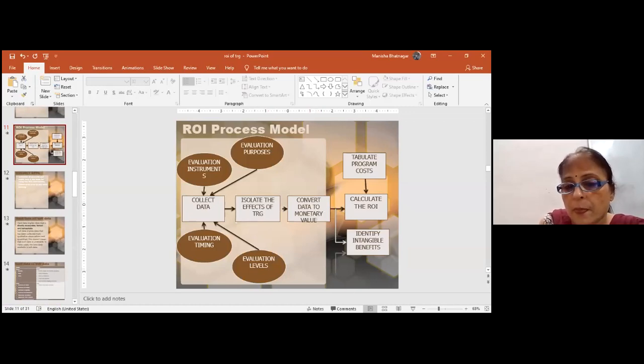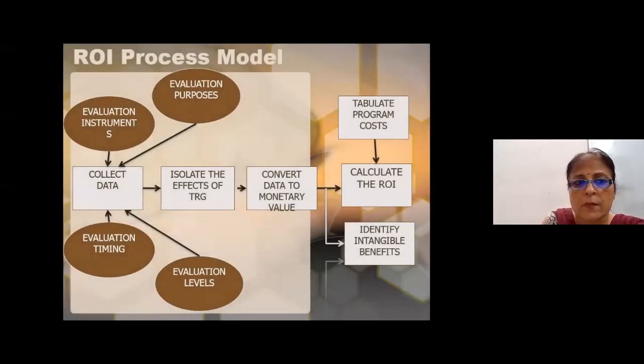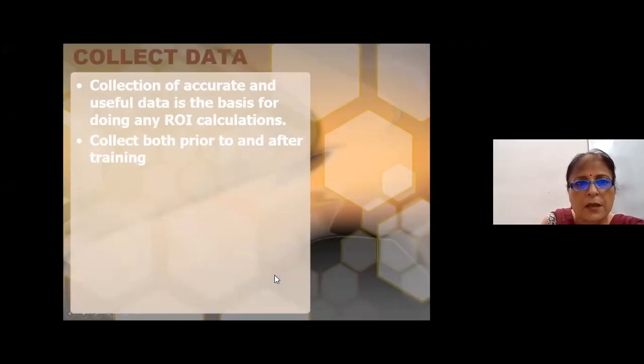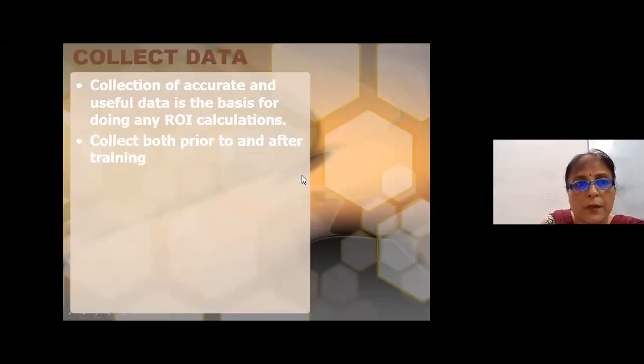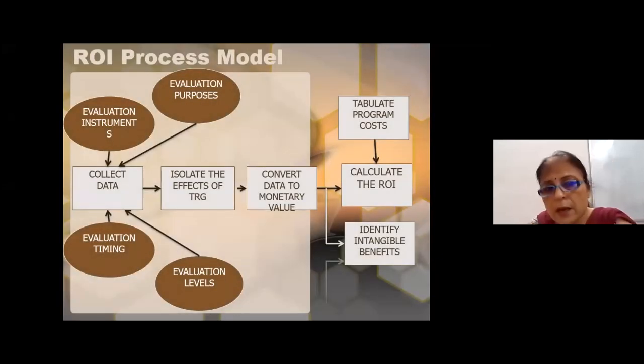So, 7 steps were there. I have written it: ROI can be calculated by a 7-stage process. Collect data, pre-programmed. And the third one was isolate the effects of training from other positive and negative performance influencers. Okay, you want to talk about isolating the effects of the training.